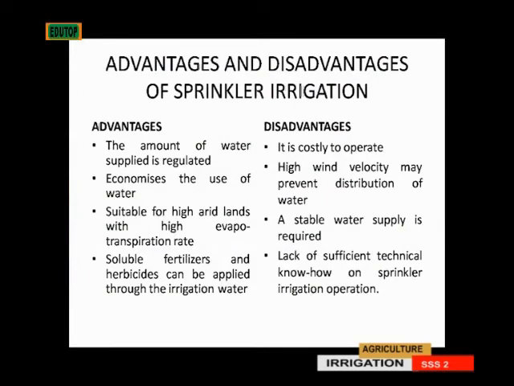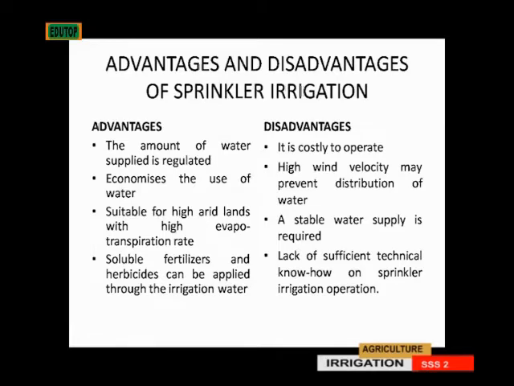Advantages and disadvantages of the sprinkler irrigation. Advantages: the amount of water supply can be regulated. So you can control it. Okay, the water is enough. We are using this quantity of water. Then it economizes the use of water since you can regulate it. Then it is suitable for arid lands with high evaporation rates. So you can use it where there is dryness and the rate of evaporation is very, very high. The sun is so scorching.